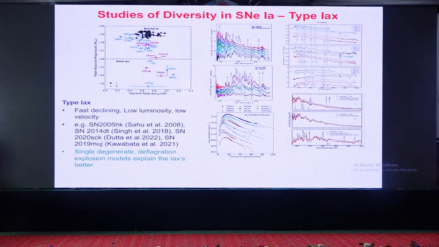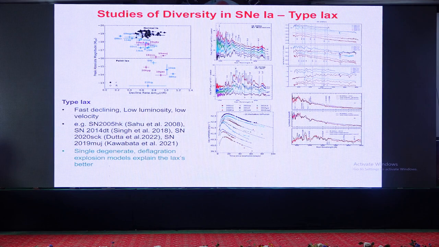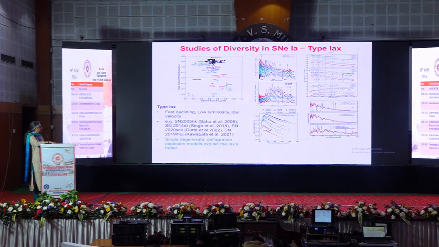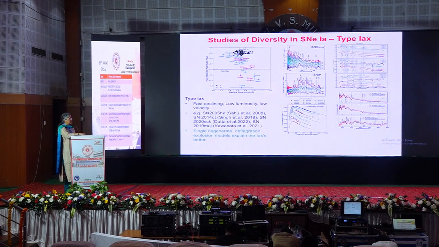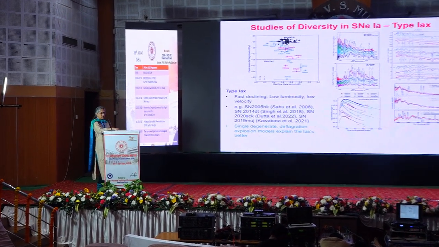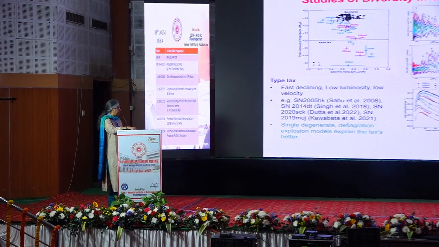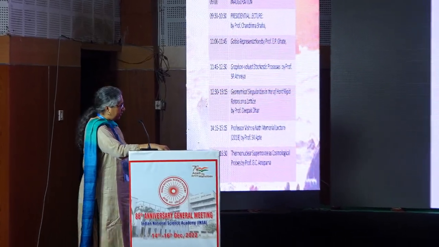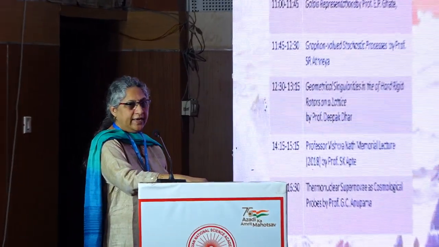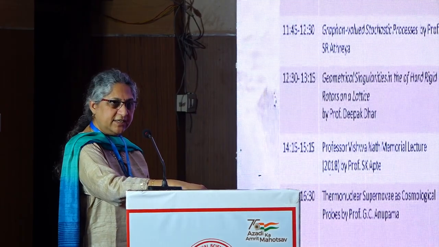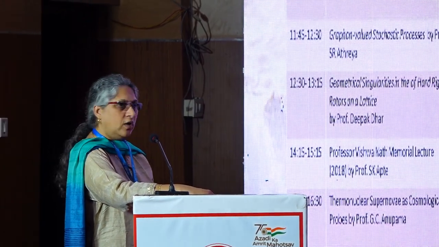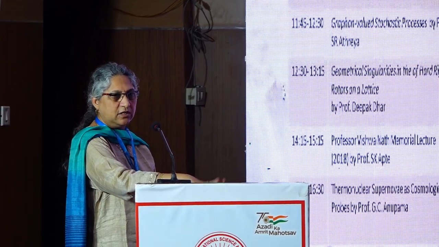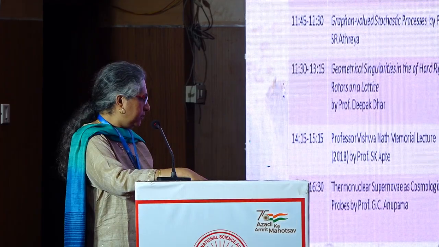The other kind of objects, the type 1AX, the other objects that we have been studying in detail to understand the diversity. As I mentioned earlier, these are the fast declining but low luminosity and low velocity objects. So far we have been able to study about 4 or 5 such objects, and all these objects we have been able to explain as occurring in a single degenerate progenitor, where the explosion actually happens by deflagration and not by the delayed detonation method.